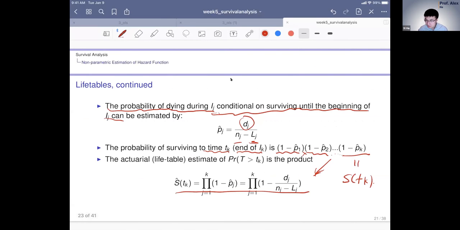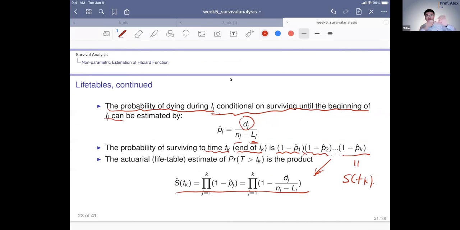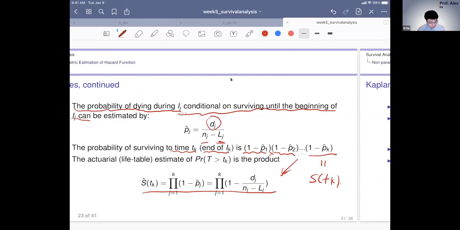Okay, so that's the first method called life tables. You're just dividing into these intervals. And then for each interval, you calculate the probability of dying conditional on you already having survived to the beginning of that interval. And then you just multiply that over time to get the value at each point.